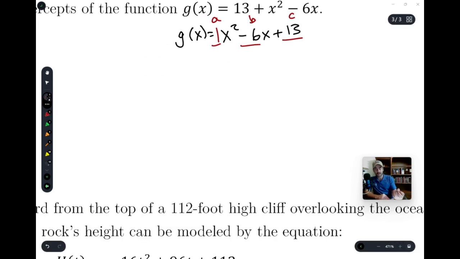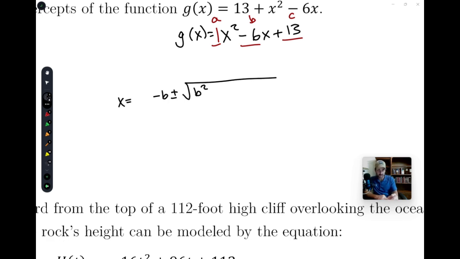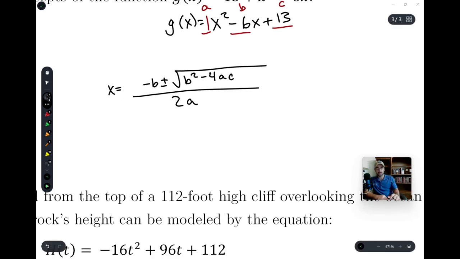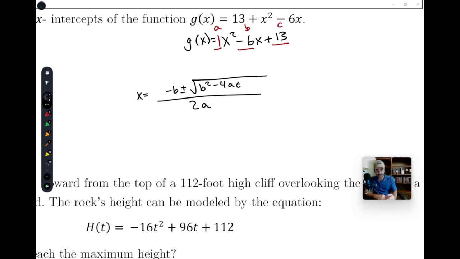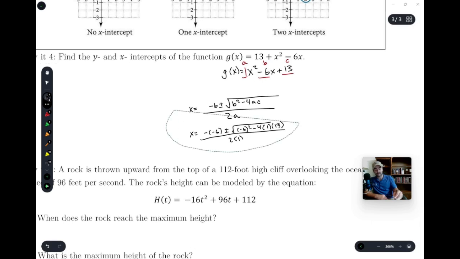So if you remember that formula, it was that x equals negative b plus or minus the square root of b squared minus 4ac all over 2a. And so we need to plug and chug some numbers and go x is equal to negative negative 6 plus or minus the square root of negative 6 squared minus 4 times 1 times 13 all over 2 times 1. And that just came from plugging and chugging some numbers in.